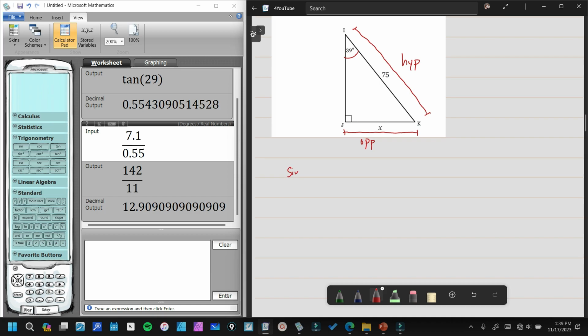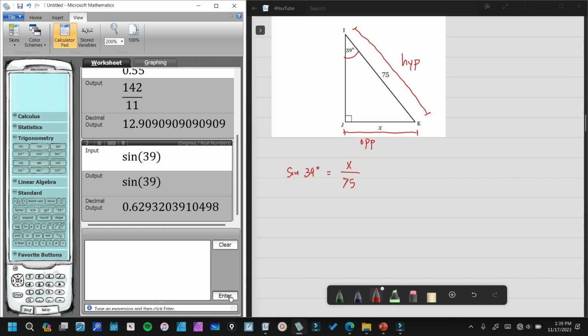So sine 39 degrees equals the opposite side, which is our x, over the hypotenuse, which is 75. All we need to do here is, of course, first find what sine 39 degrees is. That's 0.63. So 0.63 times 75 equals x. Yep, that is what we will do here. We will multiply 75 on both sides.